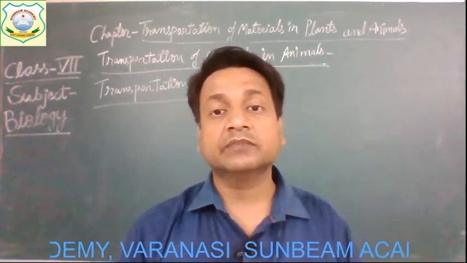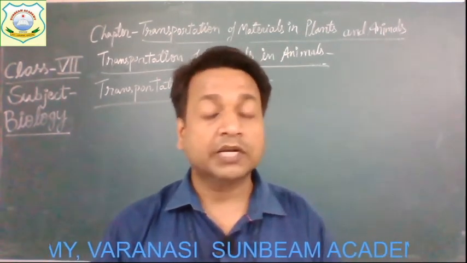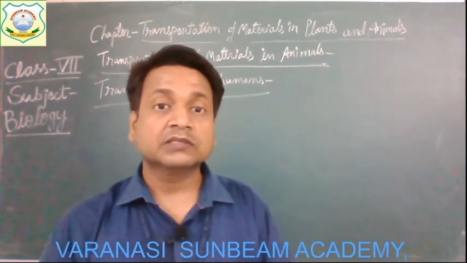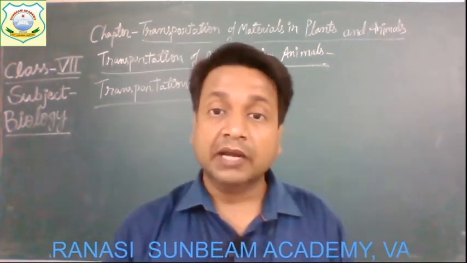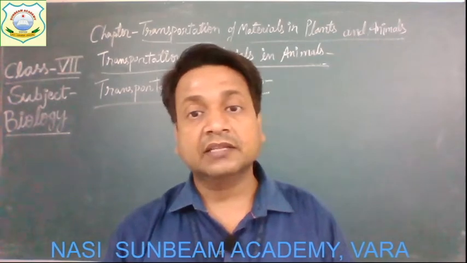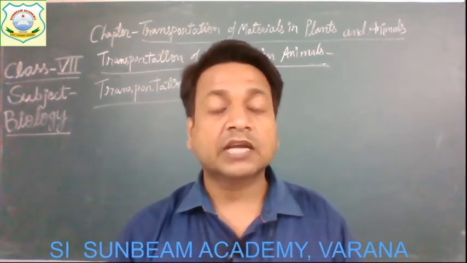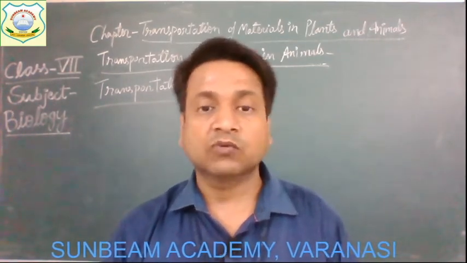Okay children, so we will discuss the circulatory system in detail. The circulatory system in humans consists of the blood vessels and the heart. So these are the three main parts of the circulatory system.